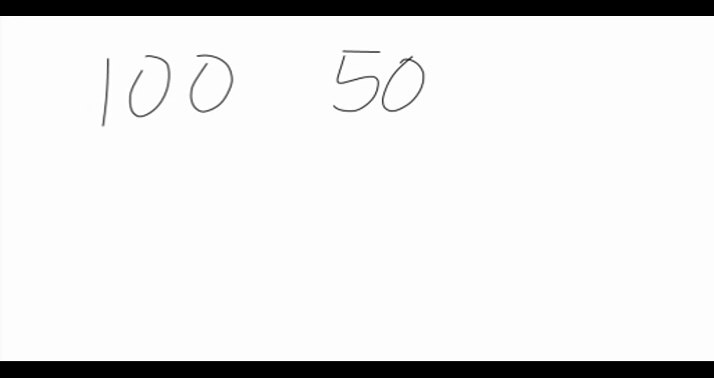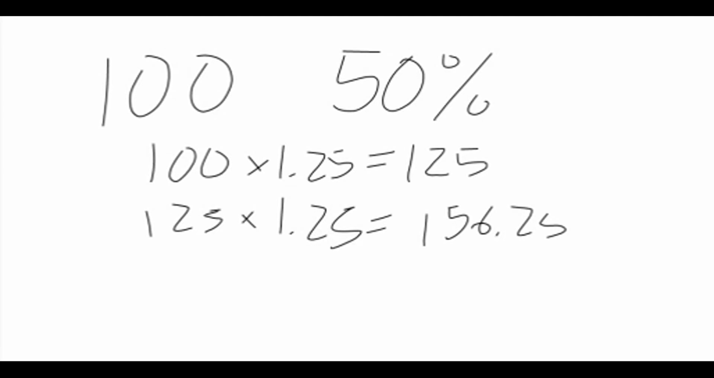Let's start with a simple problem again. Let's say you still have $100 and the interest rate is still 50%. Let's say you compound semi-annually. What that means is that basically you'll compound half the interest rate 2 times a year. After 1 year, you'll see that you have $156.25.